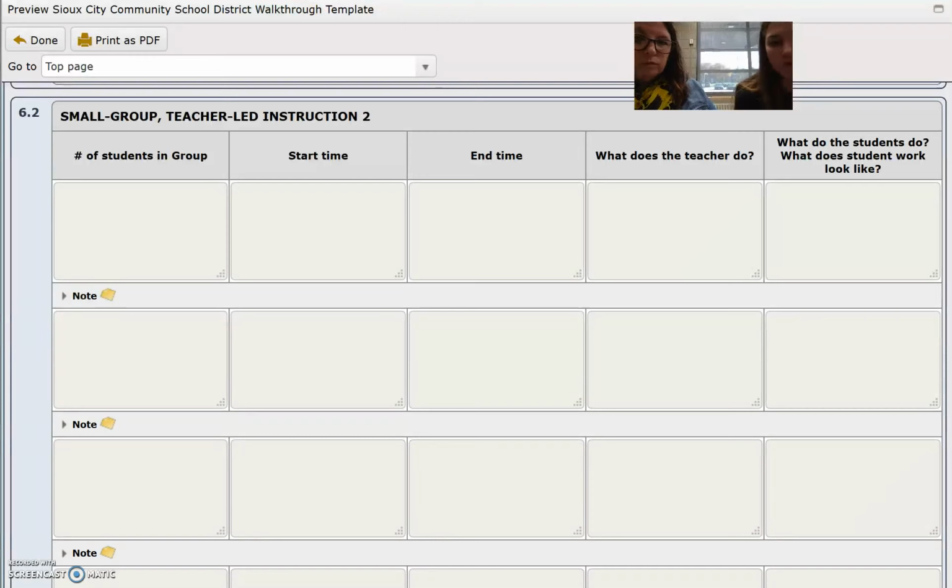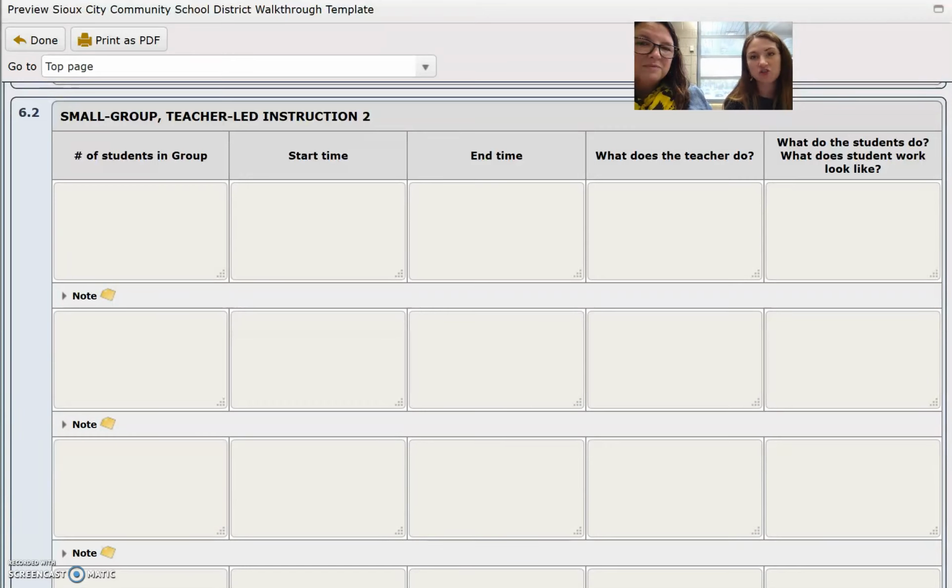So then again, we will have a drop-down menu for each group that we watched or observed. And within that drop-down menu, we'll just be putting the number of students in the group, the start time, end time. What does the teacher do? That will be a generated list. Again, in our updated version right now in the rough draft, we will just be writing the generalizations of modeling, practice, those type of things. And what do the students do? What does the student work look like?